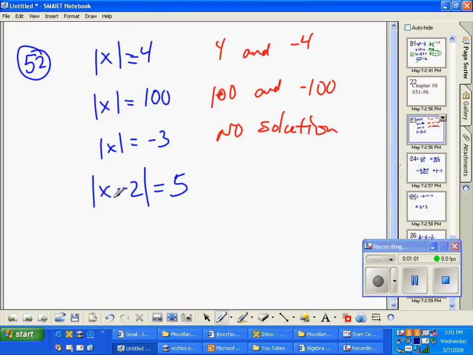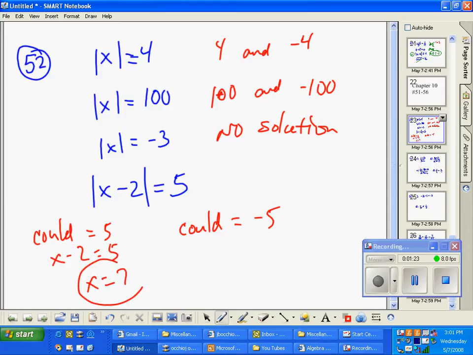The next one's tougher. Absolute value of x minus 2 equals 5. So we need two different ways to get an absolute value of 5. One is it could equal 5, and the other is it could equal negative 5. So let's think, x minus 2 equals 5, well then x has to be 7. So think about that, 7 minus 2 is 5, absolute value will be 5.